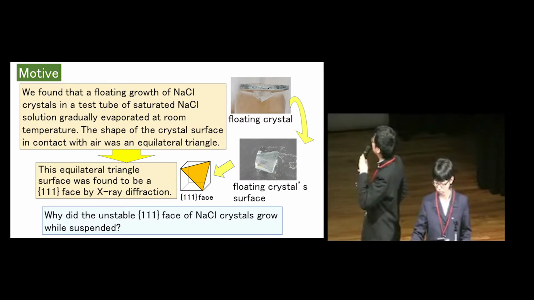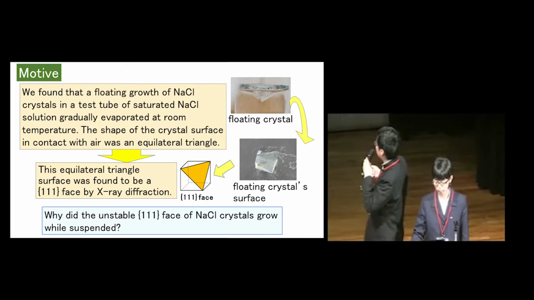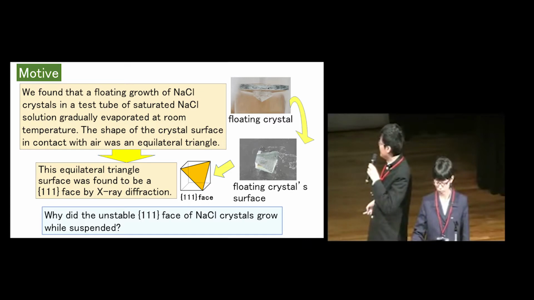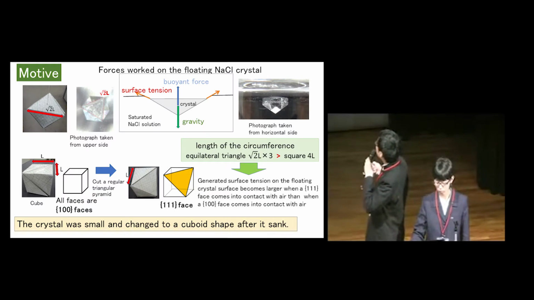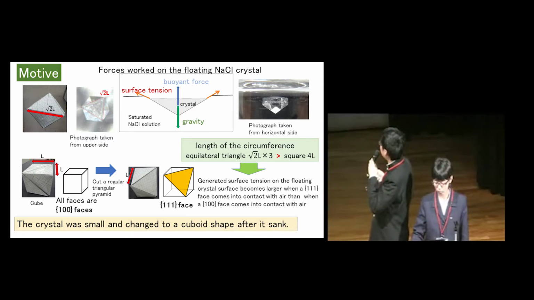One day, we found floating ghosts of NaCl crystals gradually developed, and the shape of the crystal surface in contact with air was an equilateral triangle. By X-ray diffraction, this surface was found to be a 111 phase. But why does the unstable 111 phase of NaCl crystal grow while suspended? Buoyant force and surface tension work on a floating NaCl crystal, and the area of the equilateral triangle is larger than a square. So the crystal with the 111 phase can get more surface tension.